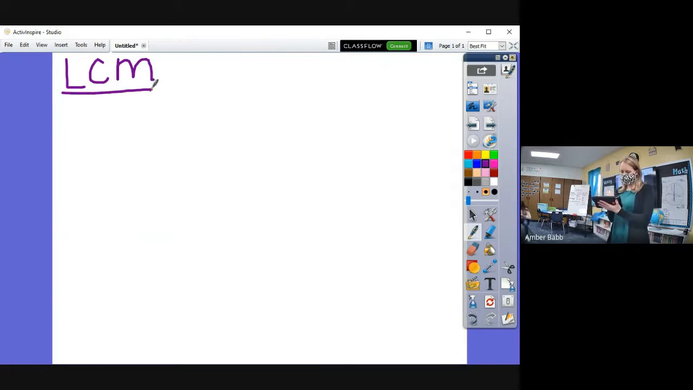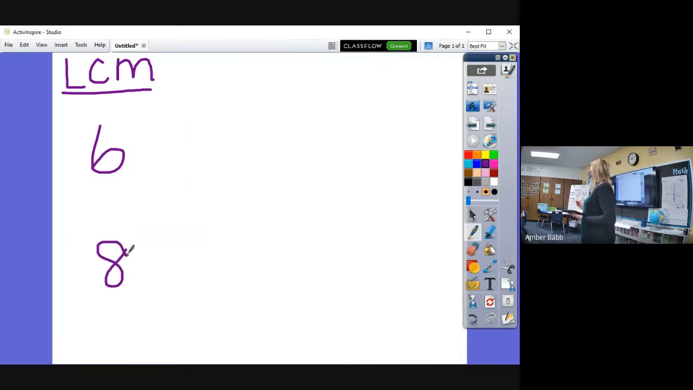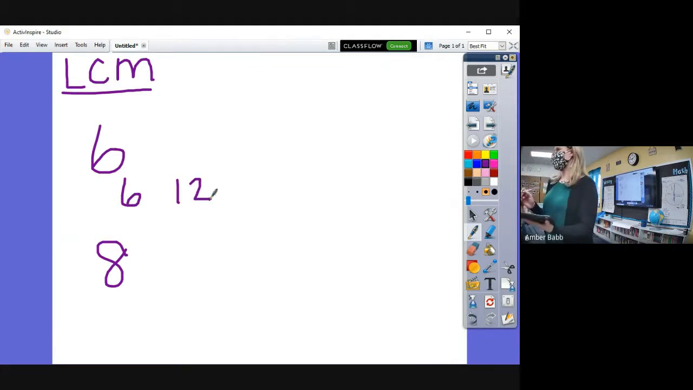Okay, and we're going to do least common multiples of 6 and 8. All right, so you're going to list out all the things that 6 could be multiplied by. 6 times 1, 6 times 2, 6 times 3. That'll help you. So I could say, okay, I've got 6, 12, keep going.